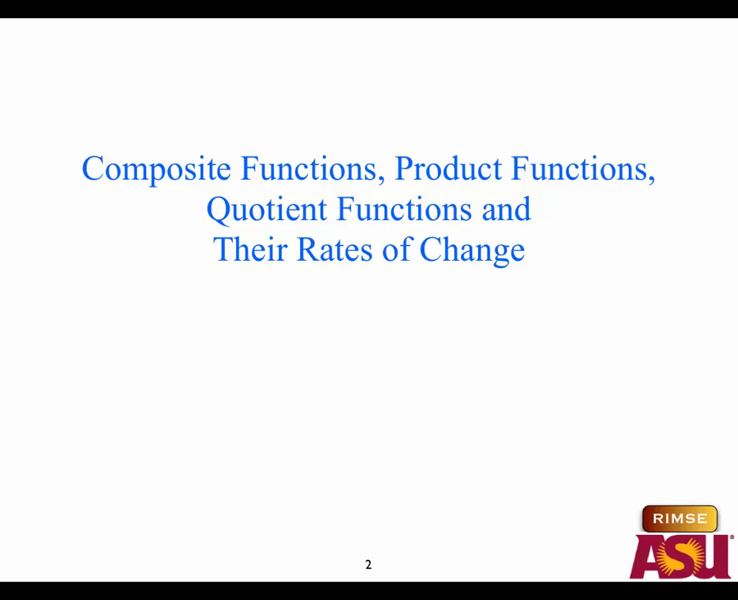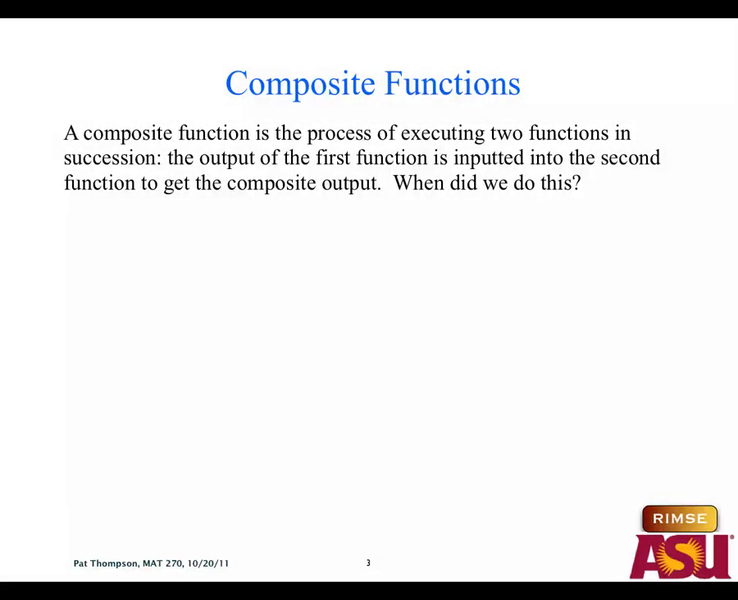So let's talk about composite functions first. A composite function is a process of executing 2 functions in succession, where you take the output from the first and it's the input of the second function to get the final output. We've done this. There's a very specific example where we've done this. Do you remember what that was? Where we took the output of one and we made it the input of the next. Anyone remember when we did that?